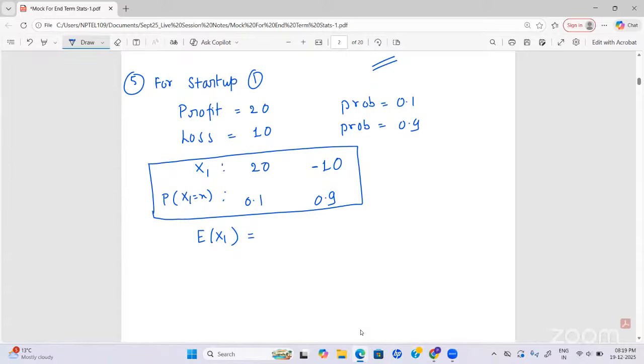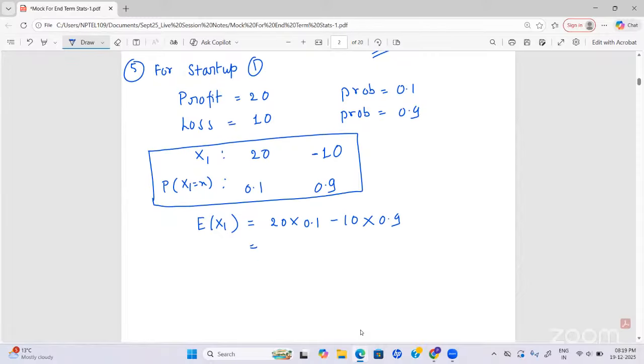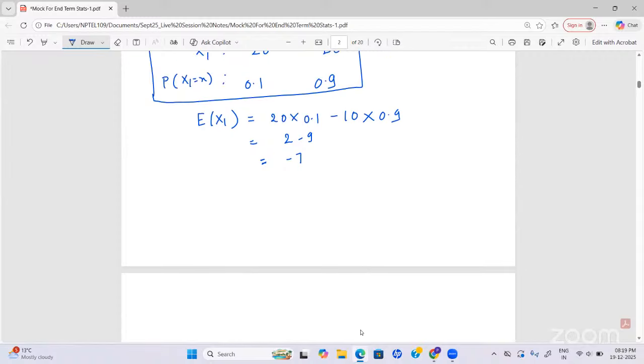This will be 20 into 0.1 minus 10 into 0.9, because this is a loss value, so we take it as negative. That is 2 minus 9, which is minus 7. So we can conclude that for the first startup, the expected profit is minus 7, which is actually a loss of 7 lakh rupees. Similarly, we have to find it for all the 4 startups.